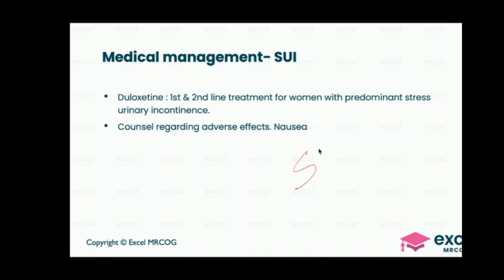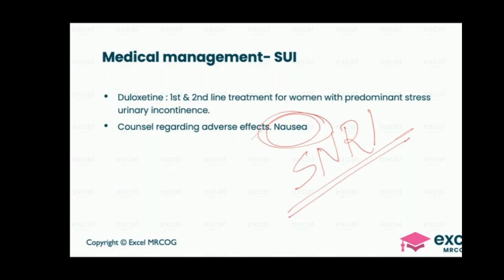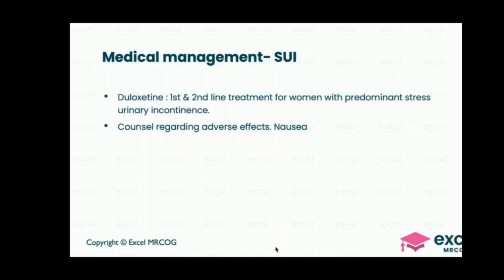It is an SNRI, a selective serotonin noradrenaline reuptake inhibitor. Okay, so the important side effect, the major side effect, is nausea. So that is what you need to know about duloxetine for the exam. Then yes, Dr. Anam knows all the concepts, isn't it? So SNRI, yes, that's right.